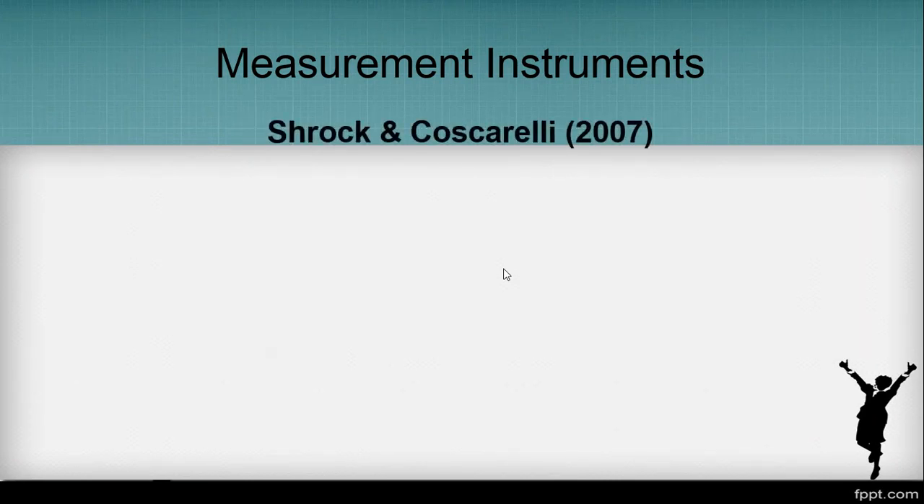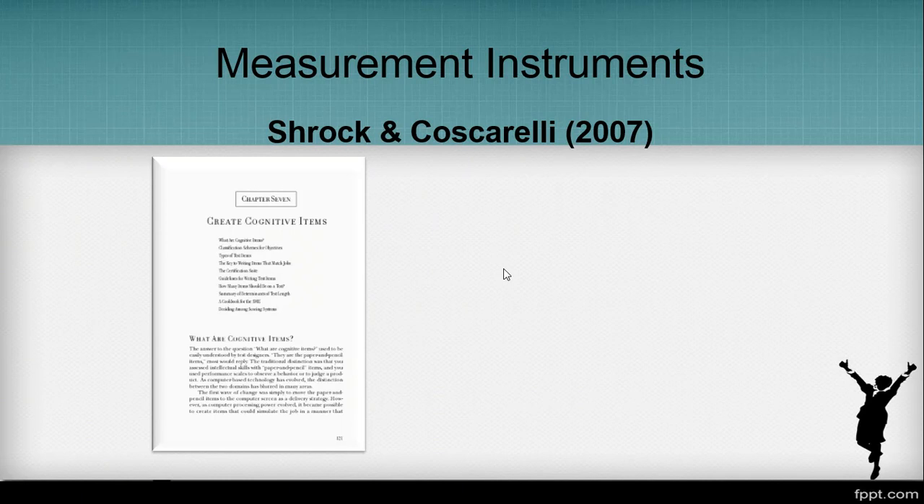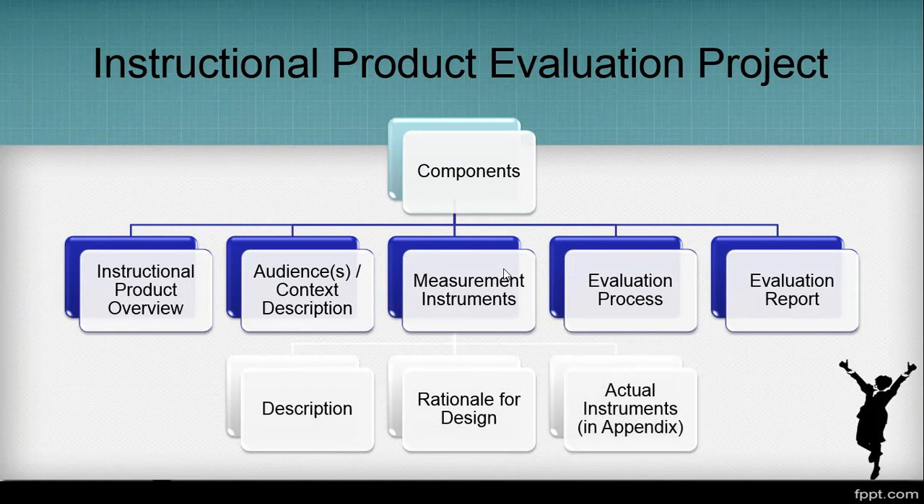But then one of the optional readings in this book, the Shrock and Coscarelli book that you will find as a link from LibGuides, chapter 7 gives you ideas on how to go about designing cognitive items, so items that will measure learning in terms of knowledge and also attitudes, and how to go about creating rating instruments, which is the ones that are used when evaluating the learning of skills. And those will be good for when you are designing the actual instruments.